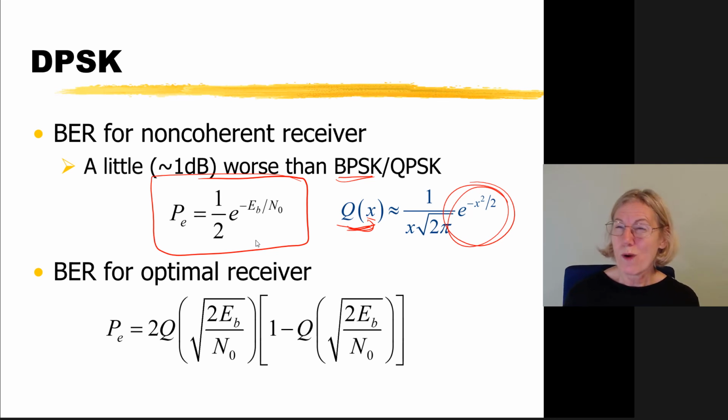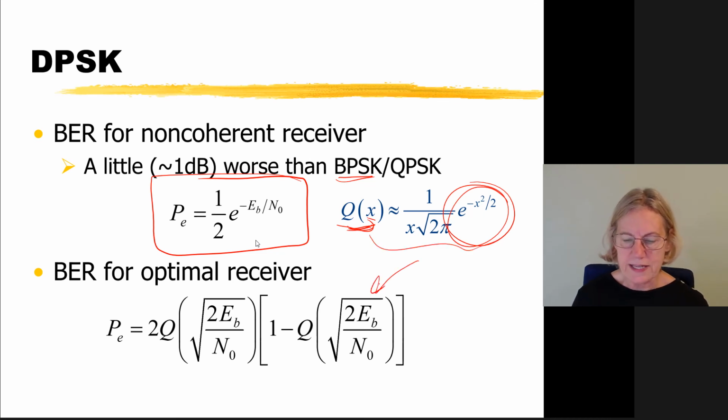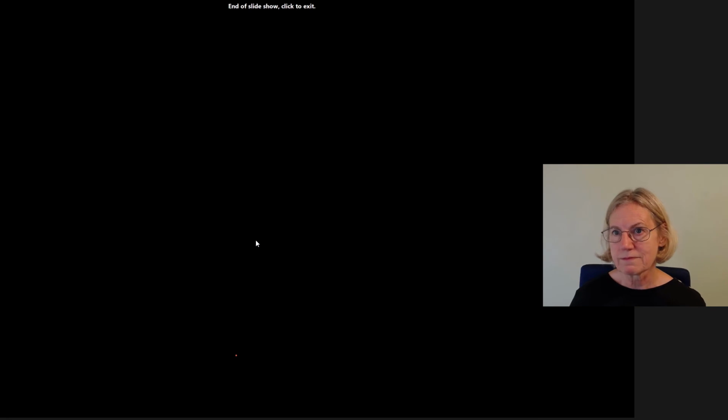So in the end, 1 dB is not a big price to pay in terms of performance in order to have a really simple, inexpensive receiver. So you could use the approximation here, plug it in here, and look at it asymptotically, and you would see it's about 1 dB loss. So, differential phase shift keying, super popular because very, very simple, and the performance not too bad, especially with QPSK.